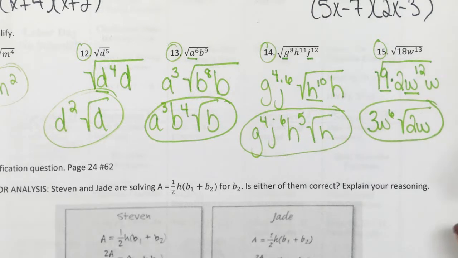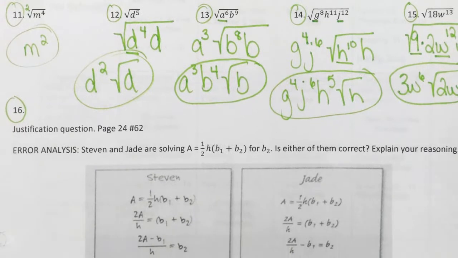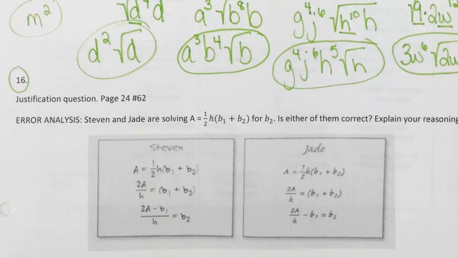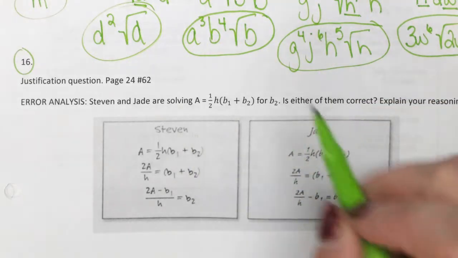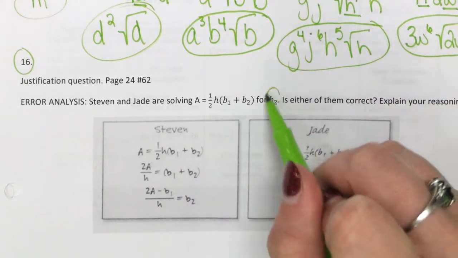Okay, we got one more. Here we go. So we got a justification question. What letter does it want us to solve for? B. Which one? There's 2 of them. B sub 2. There you go.